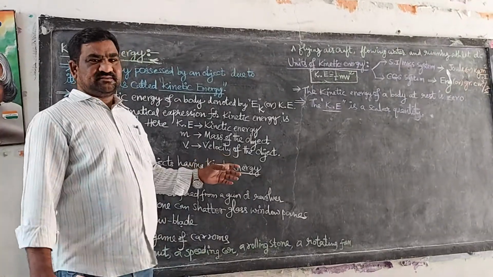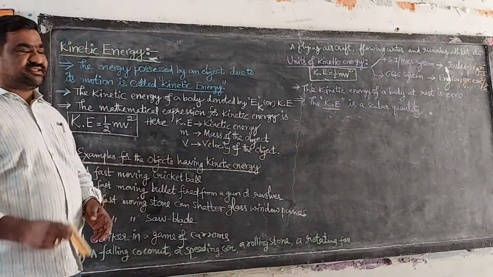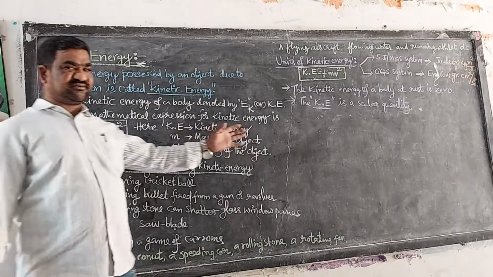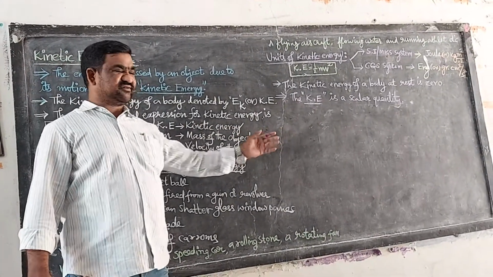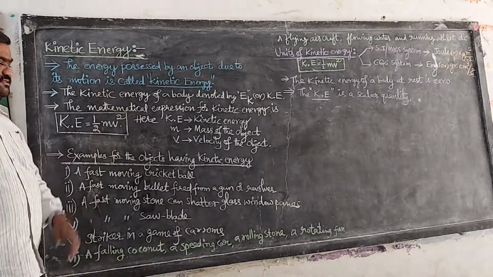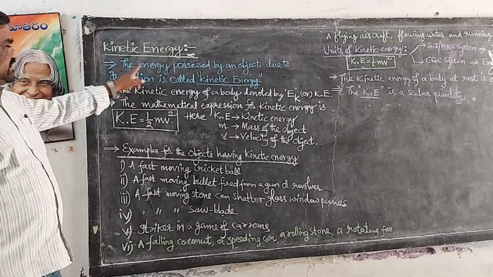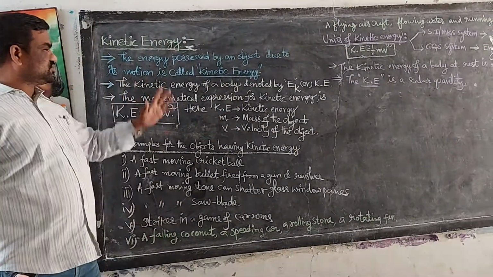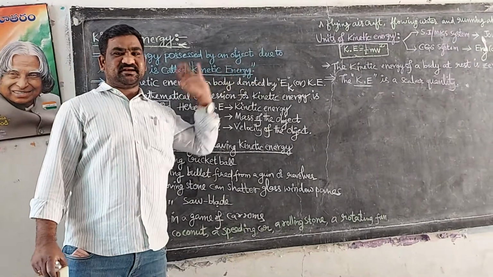So today we are going to discuss kinetic energy and the derivation of the mathematical expression for kinetic energy. So first of all, what is kinetic energy? The energy possessed by an object due to its motion is called kinetic energy.